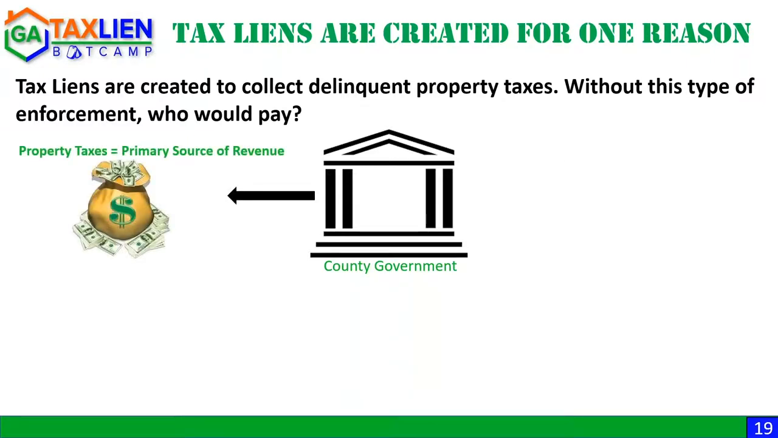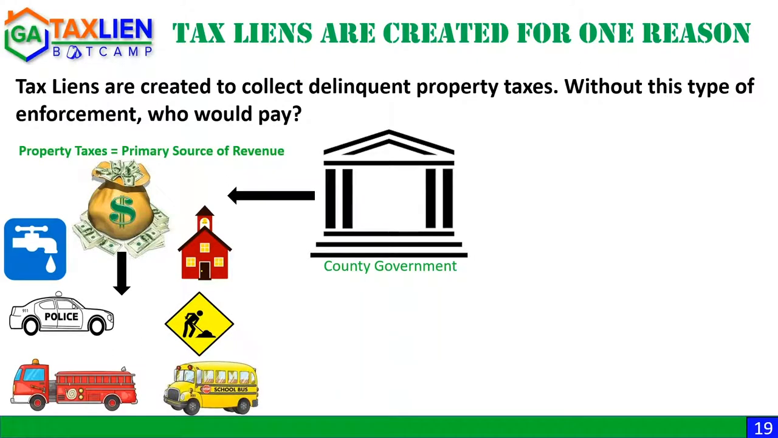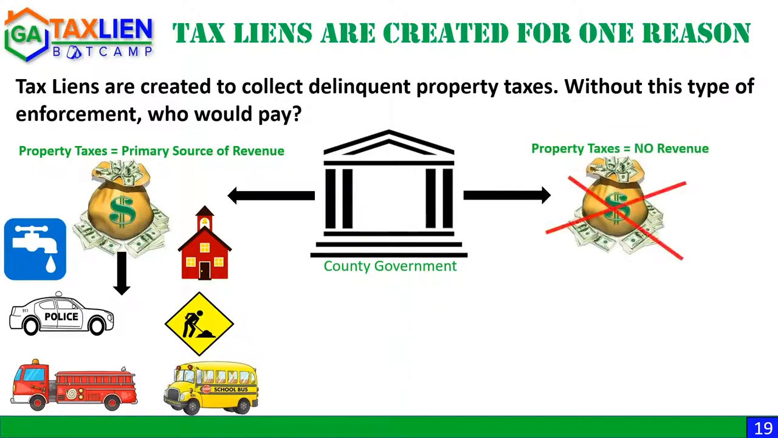Property tax revenue is the primary source of revenue for every county government. They utilize those proceeds to take care of our water systems, the police department, the county roads, churches, fire department, schools, everything that pretty much allows us to exist as a coherent society is financed through those proceeds coming from property taxes. So what happens then when property taxes are not paid? You guessed it. That revenue is now null and void with the county.